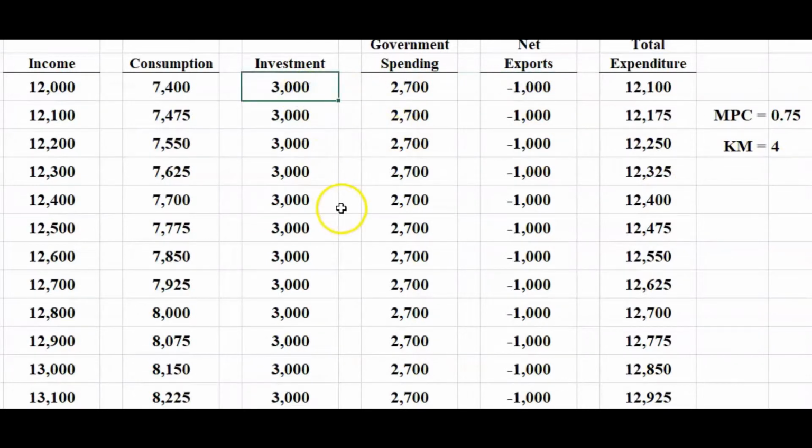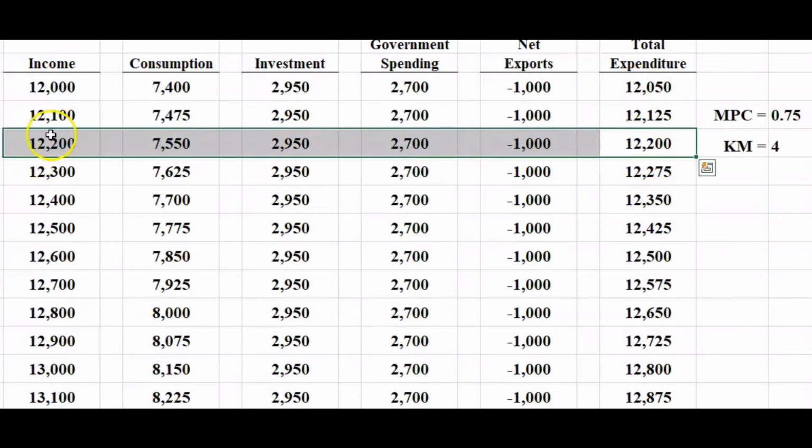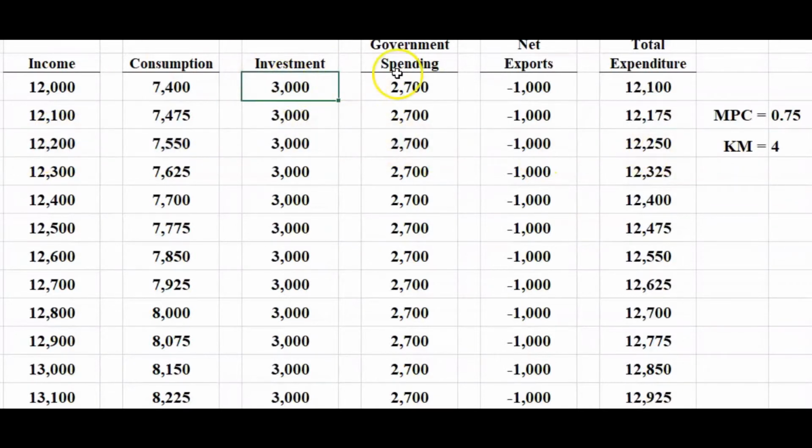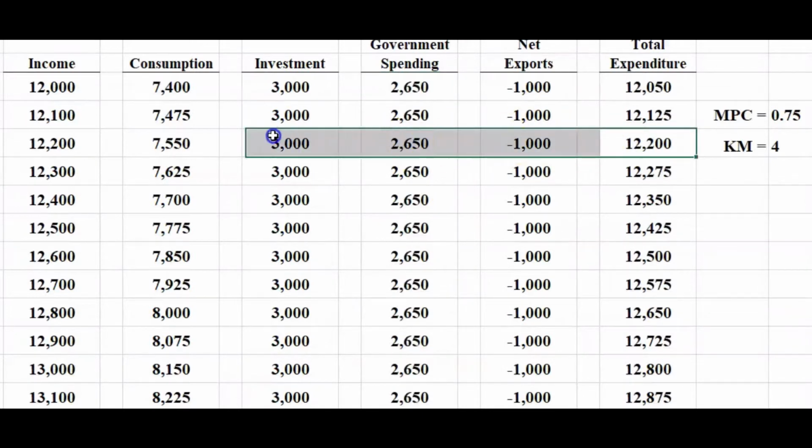So if we subtract 50 from investment, from 3,000, that would be 2,950. And so, if we change investment to 2,950, reducing investment, look what that does. Here's our 12,200 on total expenditure, and it is equal to income. And sure enough, we have decreased real GDP by 200. And again, we could have done it on government spending. I just put investment back. We could subtract 50 from government spending, so 2,650, and sure enough, there it is. Total expenditure is 12,200 when income is 12,200.